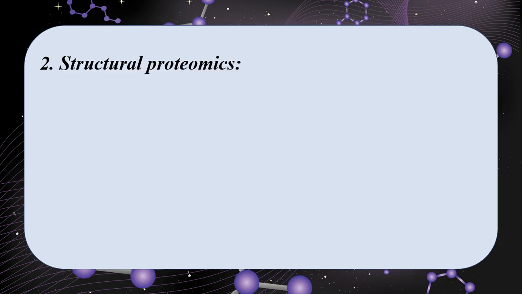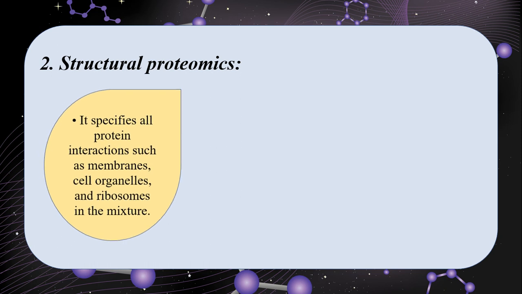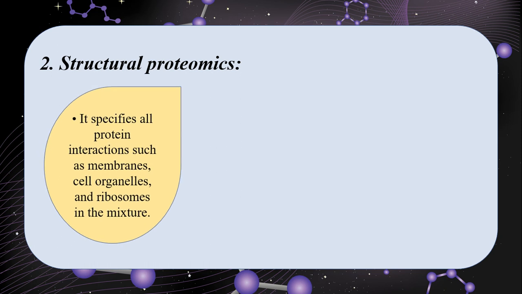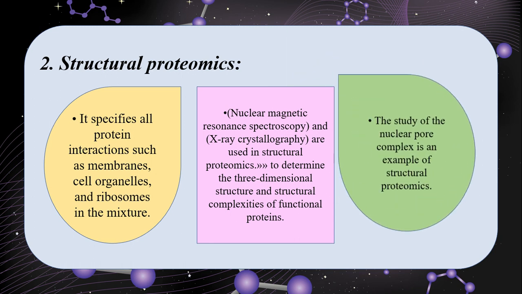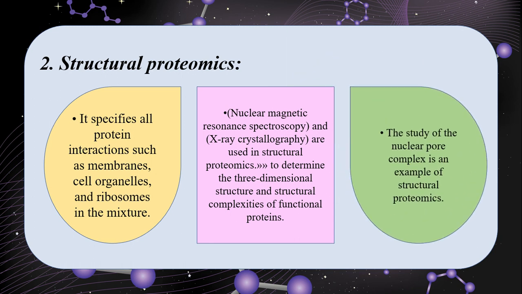Number 2. Structure proteomics. It specifies all protein interactions such as membranes, cell organs, and ribosomes in the mixture. Nuclear magnetic resonance spectroscopy and X-ray crystallography are used in structure proteomics to determine the three-dimensional structure and structural complexities of functional proteins. The study of the nuclear pore complex is an example of structure proteomics.